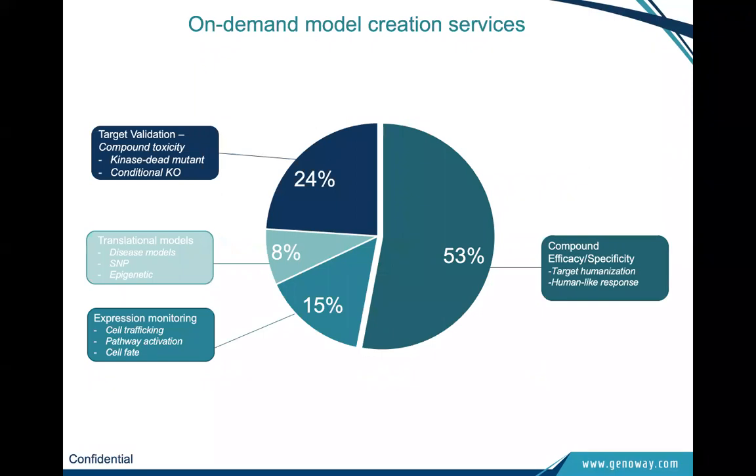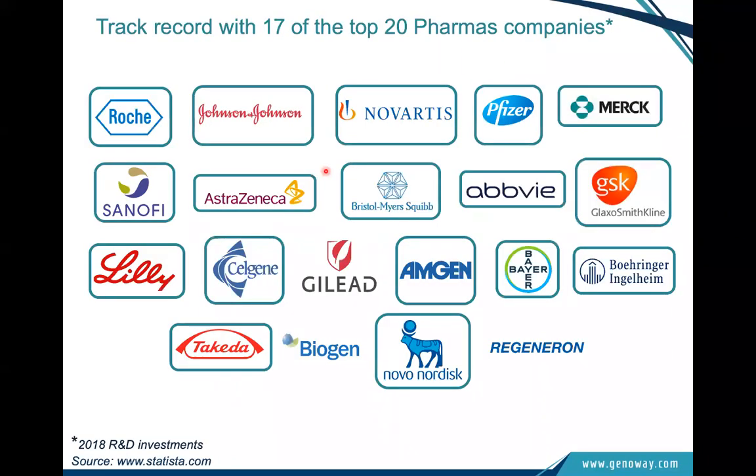And this is just what we did last year. The majority of the models we developed last year were humanized models. By humanized model, I mean a model in which a given mouse gene was replaced by the human ortholog, and models of target validation. Who do we work for? We listed here the top 20 pharma companies based on investment in R&D, and we are providing models to 17 of those, as you can see here.